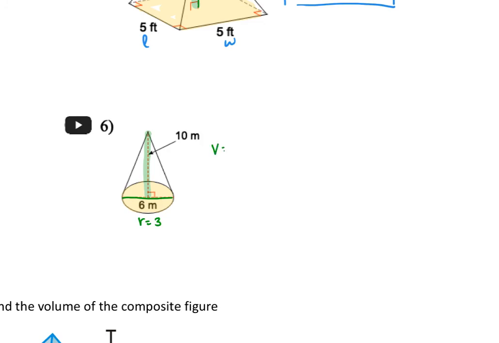So the volume of this is going to be pi times 3 squared times my height divided by 3. So 3 squared is 9, and 9 times 10. So to get my answer in terms of pi, we just look at the numbers. So 9 times 10 is 90 divided by 3. You get 30 pi meters cubed. And then to get my approximate, we do 30 times 3.14, which is about 94.2 meters cubed.